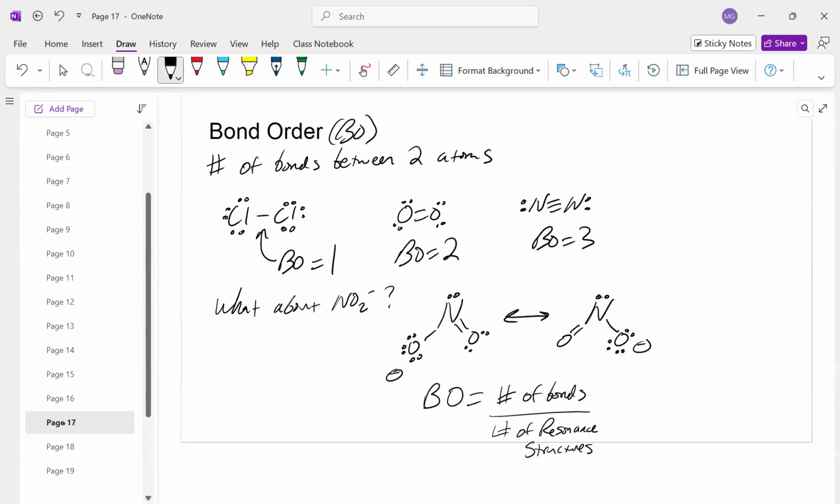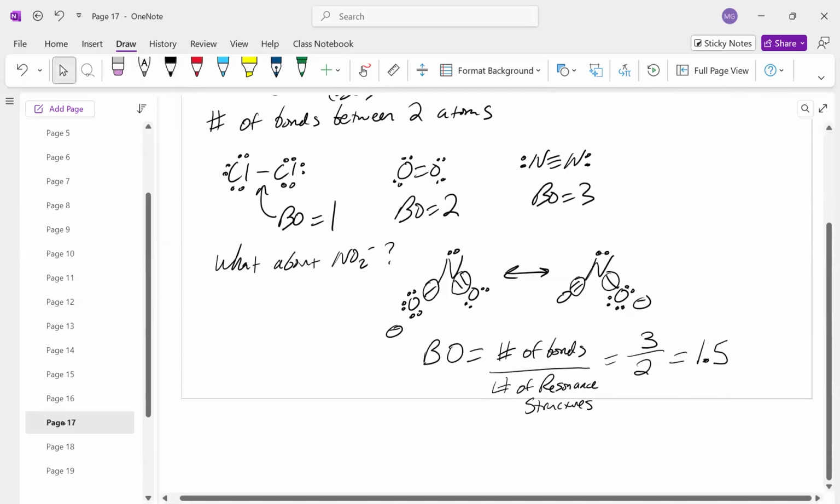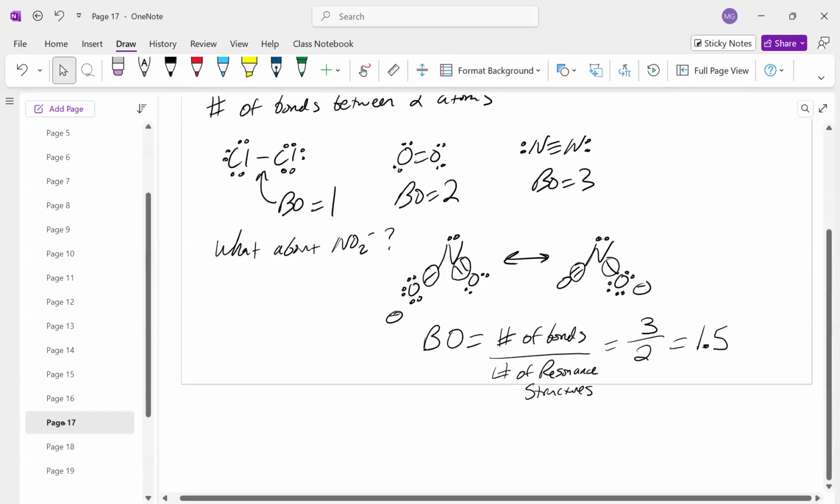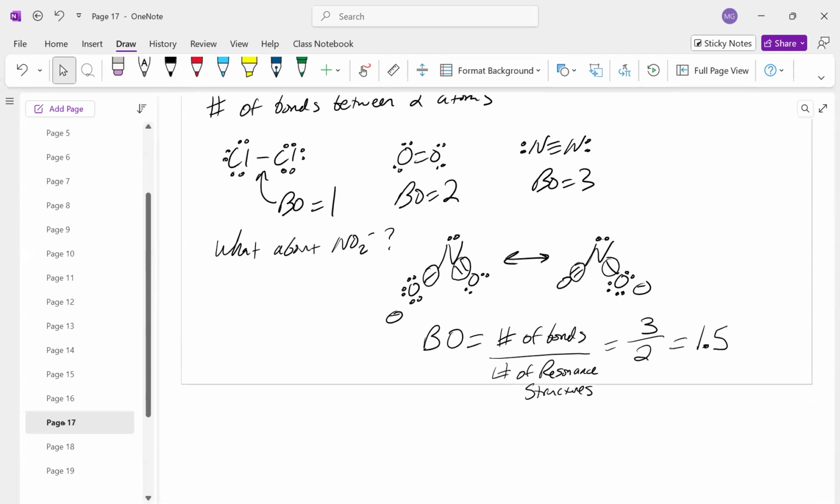So if we look at the nitrogen here, there's 2 bonds here, 1 bond here. Same thing over here. 2 bonds here, 1 bond here. So that's a total of 3 bonds around nitrogen. And there are 2 total resonance structures, which means the bond order is 1.5. So again, justifying that the nitrogen oxygen bonds are the same. They're not a double bond, they're not a single bond, they're somewhere in between. That's what that 1.5 bond order represents.